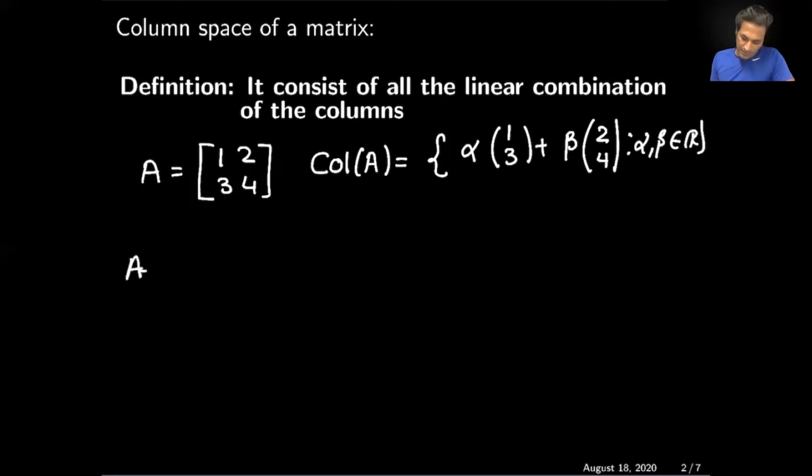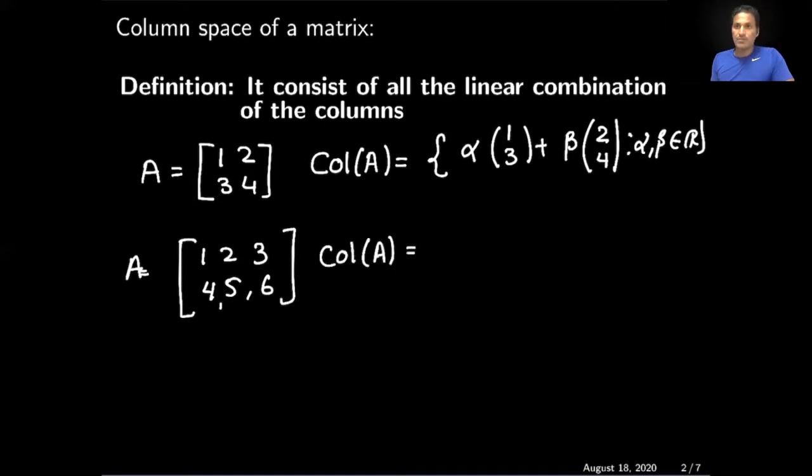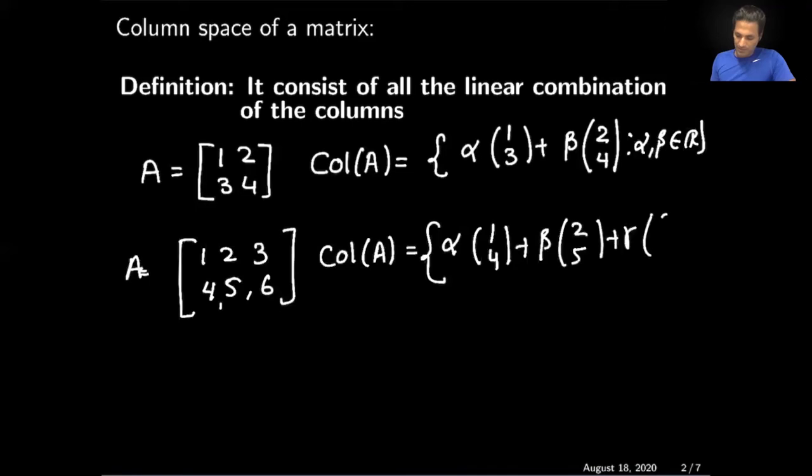Similarly, if we have a matrix [1, 2, 3; 4, 5, 6], then the column space of this matrix will be the linear combination alpha (1, 4) plus beta (2, 5) and gamma (3, 6).